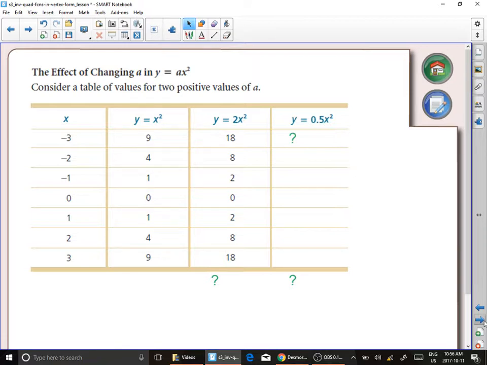And then we're doing the same thing, but now we're multiplying by half. So when we multiply by half, we are going to get some fractions or some decimals, depending on how you wish to represent your stuff. So we multiply 9 by half, we get 4.5. If we multiply 4 by half, we get 2, and so on, and so on. Okay?